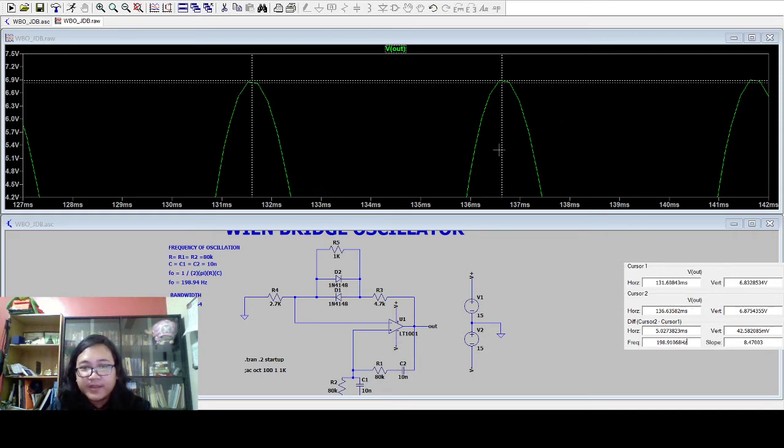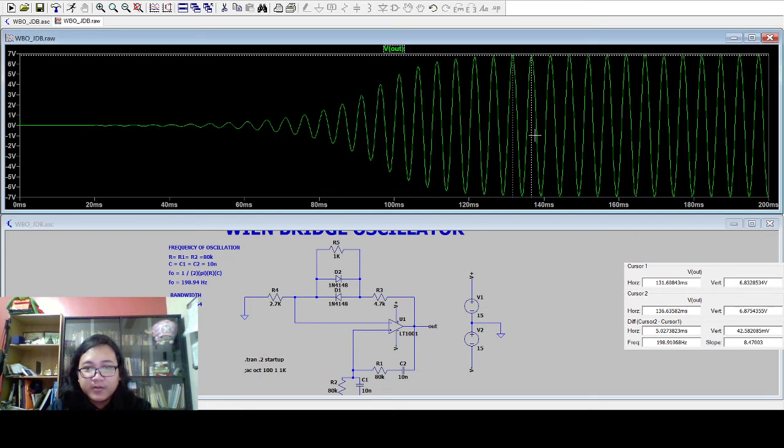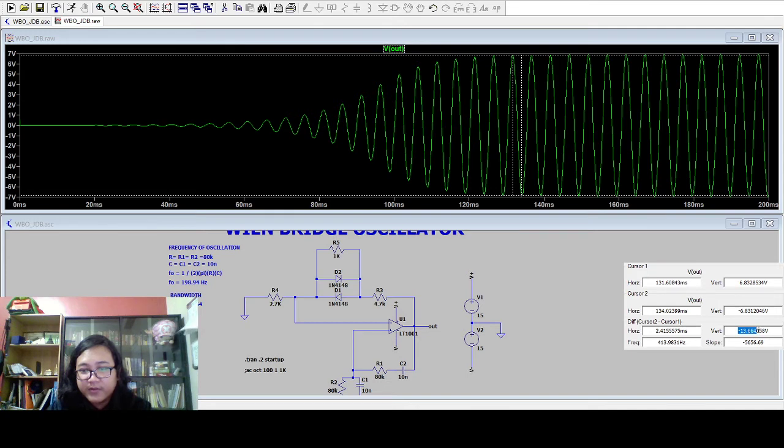And as you can see, here is the voltage of the output, which is the non-saturated one. We will see the peak to peak. So let's simulate it too. Let's see. Here is the voltage peak to peak. It is negative 13.66 volt peak to peak.